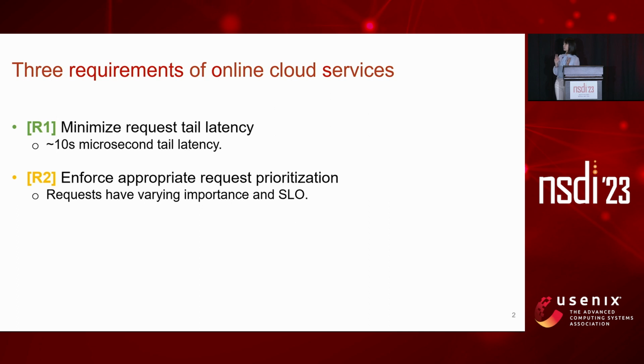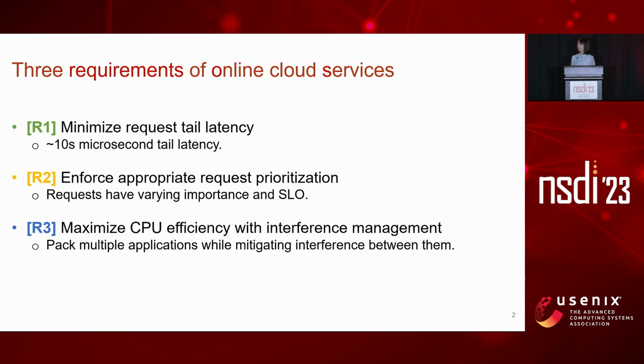Also, online cloud service requests usually have different priorities. Request priorities are determined by their execution deadline or their criticality to application performance. Lastly, data center application providers usually pack multiple applications into the same server to improve CPU efficiency. For example, a latency-sensitive application might coexist with other throughput-oriented applications, and it becomes important to manage interference between applications to guarantee performance.